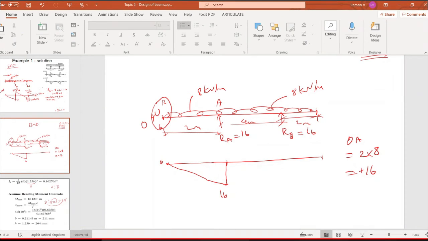And moving on, you have another reaction, right? Another reaction at this point. How much is the reaction? 16.